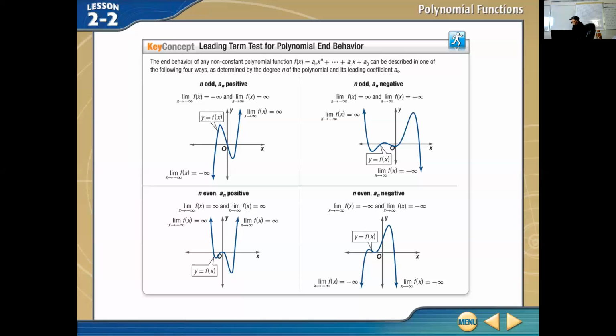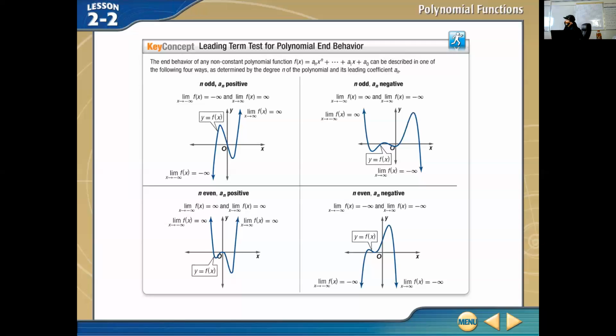Okay, so now if n is odd, the exponent is odd, but the coefficient is negative, you can see it has end behavior where it's going opposite ways, but it's flipped. Our graph is going to start high but end low. So the limit as x approaches negative infinity, f of x approaches positive infinity, and the limit as x approaches positive infinity, f of x approaches negative infinity.